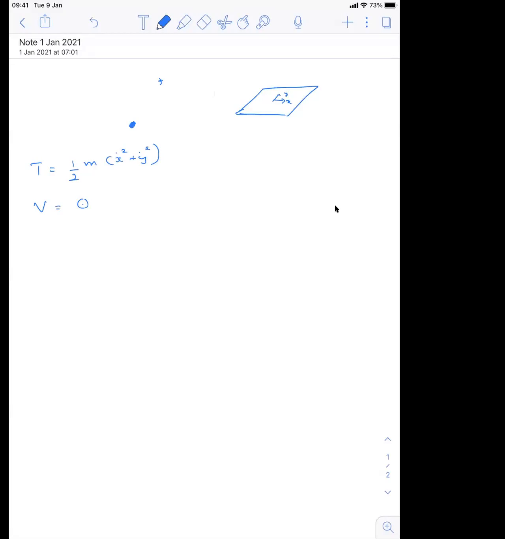And can anyone tell me how many Lagrange equations I should have for this system? 1, 2, 3, 4. How many Lagrange equations should I have for this system? Okay, so I have one answer. How about the others? Two answers.